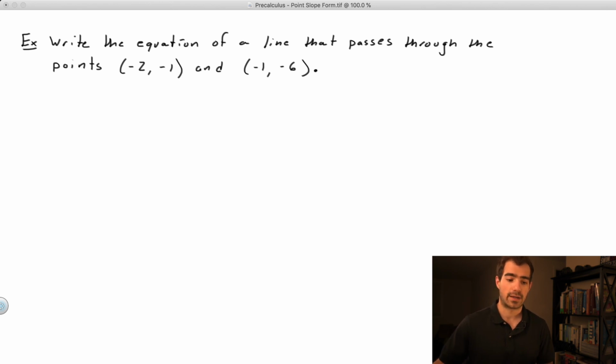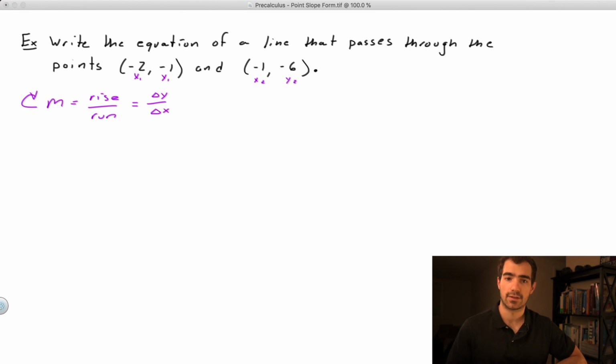Well, we can remember back to our last video where we defined what slope was. And we said that slope was equal to just the rise over the run, or in other words, the change in y over the change in x. And so if we do exactly as we did there and label these maybe x1, y1, x2, y2, then we can plug in those values to compute the slope. And so we'll start there.